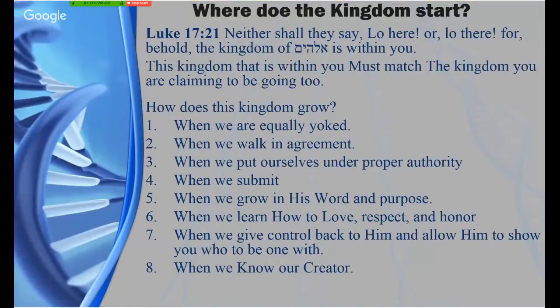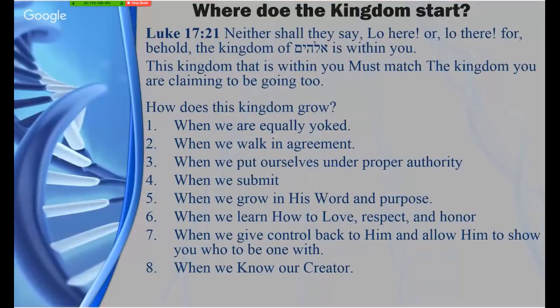Question. When we talk about being equally yoked and walking in agreement, are we agreeing to something that's outside of the word, or are we agreeing within the word? Well, it's his kingdom, so we have to be within the word. So if we don't agree within the word, then that shows us being unequally yoked. And then we can't really walk together, with each other or with the Most High.